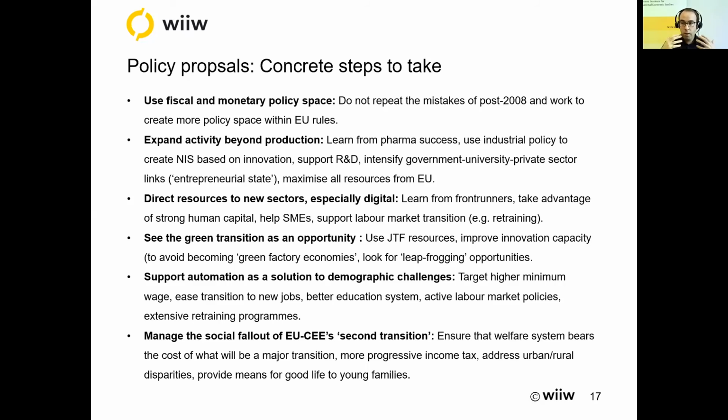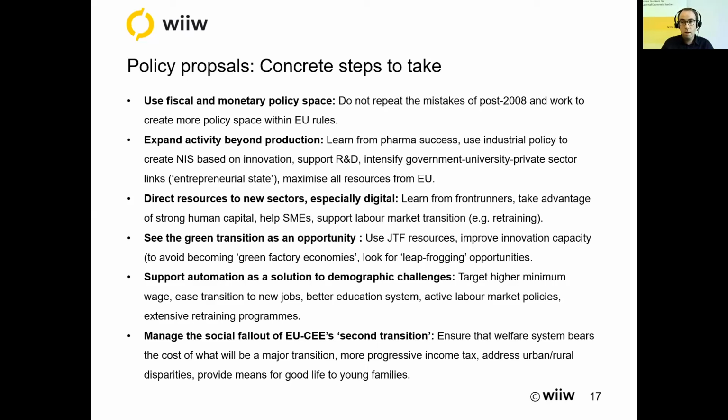The second is to really try to expand activity beyond production and to really build up logistics and R&D and headquarter services, to think about what's gone well in the pharmaceutical sector in that sense, to use industrial policy, because industrial policy can be used even within the EU, to create national innovation systems based on innovation, support research and development, intensify the links between the key ministries, universities, and the private sector.